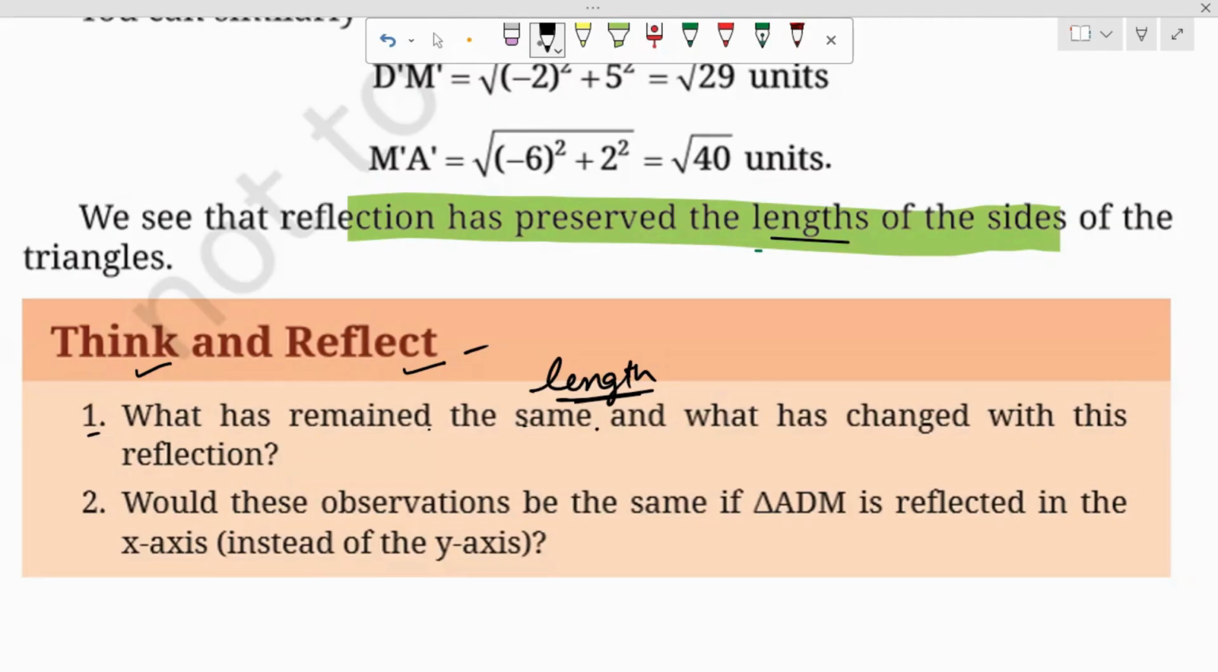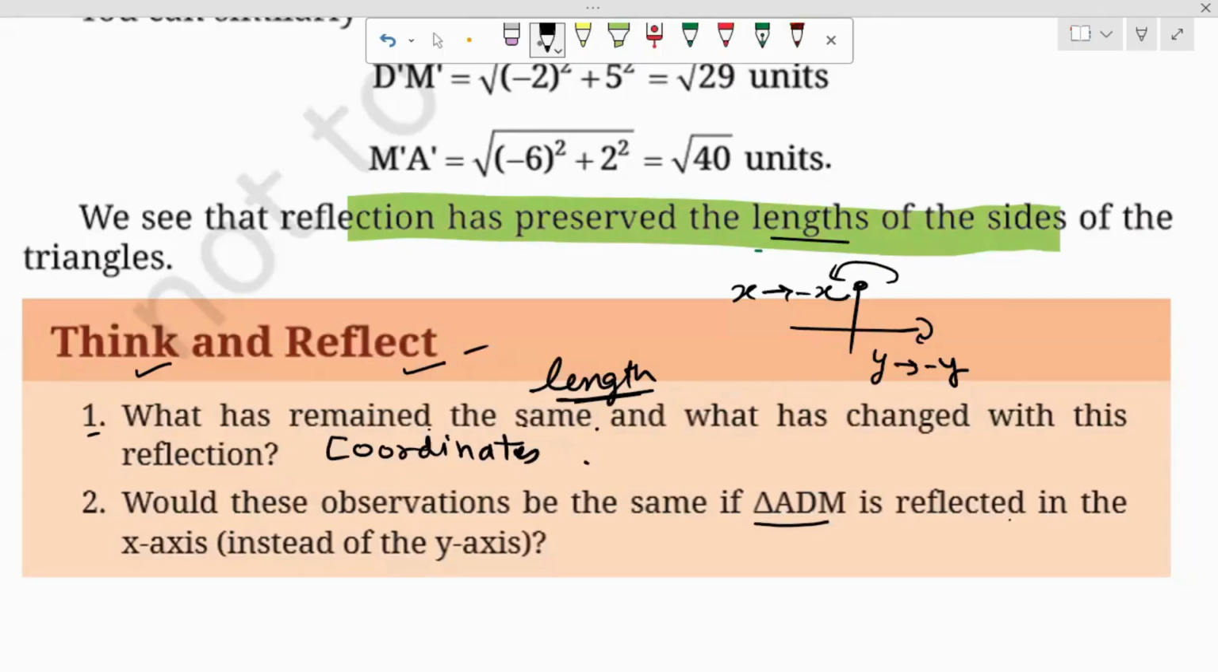Sometimes when the reflection is along the y-axis, positive x is changed to negative x. And when it is along the x-axis, y is changed to negative y. So what is changing here? Coordinates. Now, would these observations be the same if triangle ADM is reflected in the x-axis? Yes, these observations will be the same. It means the length will remain the same and the coordinates will be changed.